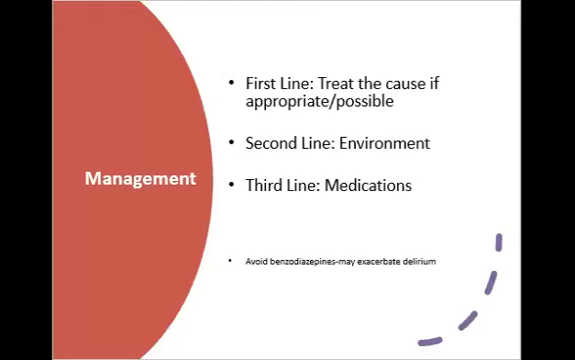First line would be to treat the cause if at all appropriate or possible. Second line would be managing the environment and non-pharmacological measures. And third line would be medications.